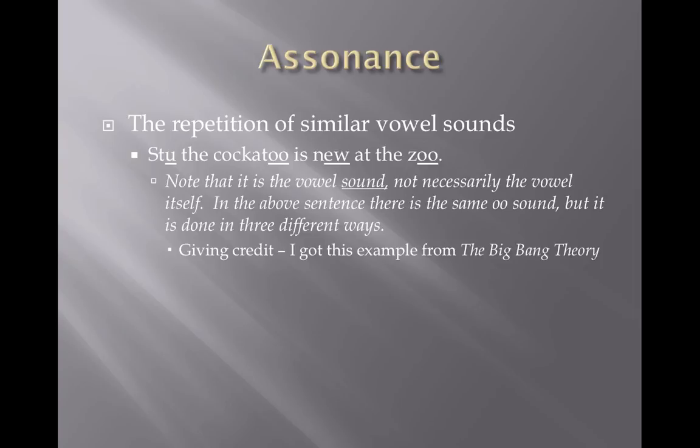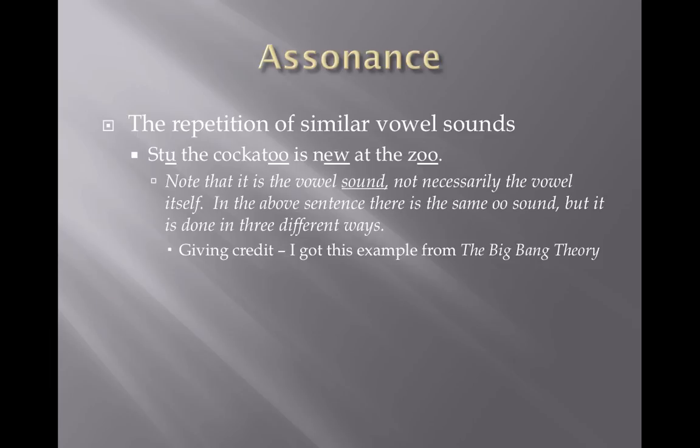Sometimes you have to actually read it out loud because the English language is tricky and we get different sounds with different consonants that are put together. So there's the U in Stu, the OO in cockatoo makes that oo sound, EW in new makes an oo sound, and then again, OO repeated, the zoo oo sound. So sometimes we have to read that aloud to actually hear the vowel sound within a sentence.